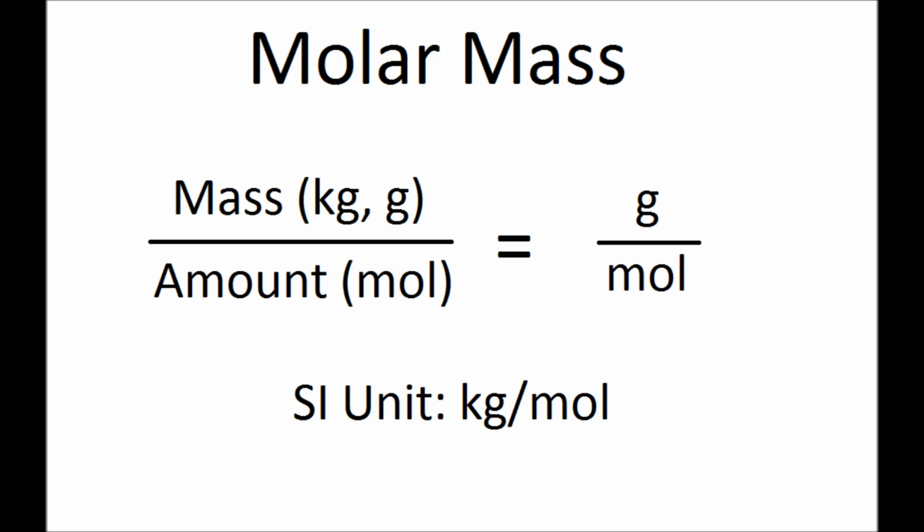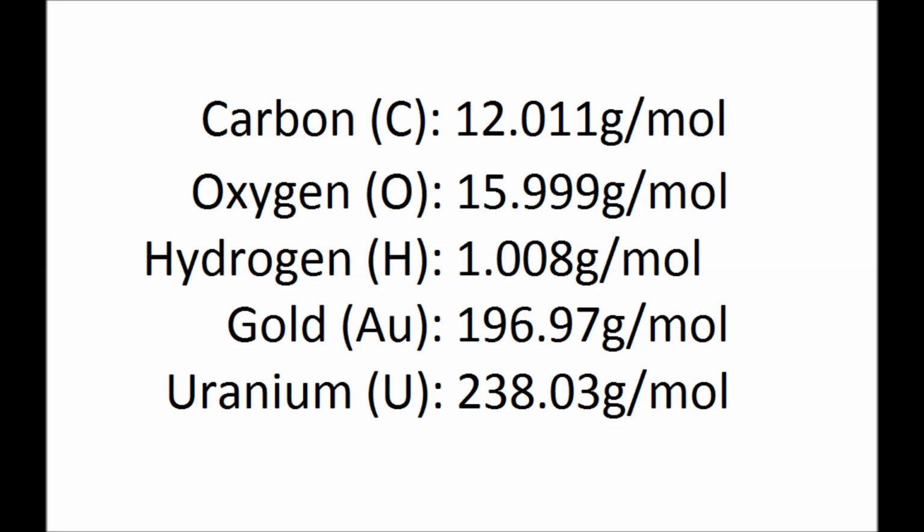Molar mass is the relationship between the mass of a substance and the amount of a substance. In chemistry, mass is generally measured in grams, and the amount is measured in moles. That's why the unit is grams per mole. The molar masses of elements can be found on our best friend, the periodic table.